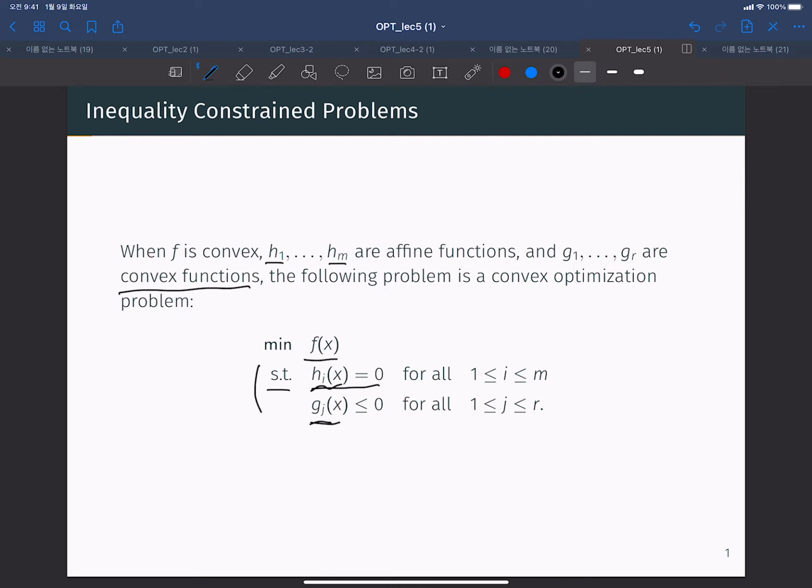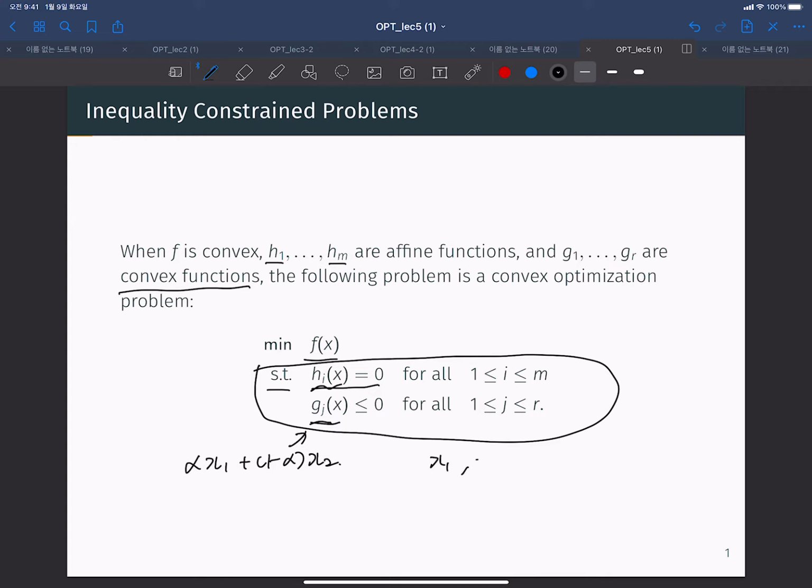the constraint set defined by this is also a convex set. You can very easily check this convex set property. How to check? You just need to check that alpha x1 plus (1 minus alpha) x2 also satisfies these conditions when x1 and x2 belong to the constraint set. We just need to check this one, and this is very easy because gj(x) is convex and hi(x) is affine.